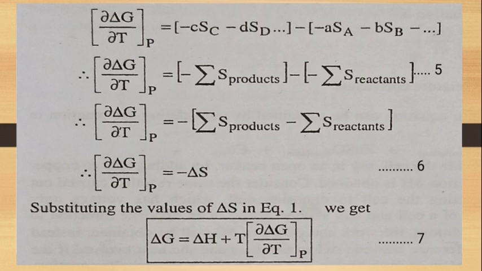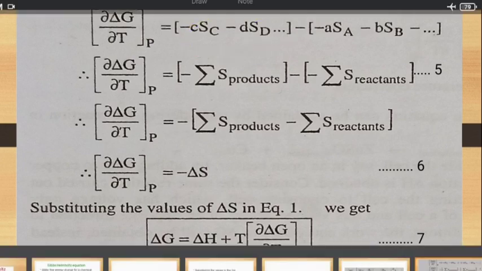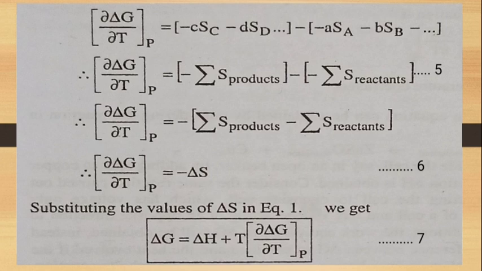So this C and D species represent the products. So for the first bracket you can write minus summation of S products, and for the second bracket, here capital A and capital B represent the reactants. So in the bracket you can write minus summation of S reactants. So this is our equation number 5. You can write this equation as, take the minus sign outside the bracket, and in the bracket plus summation of S products first and minus summation of S reactants.